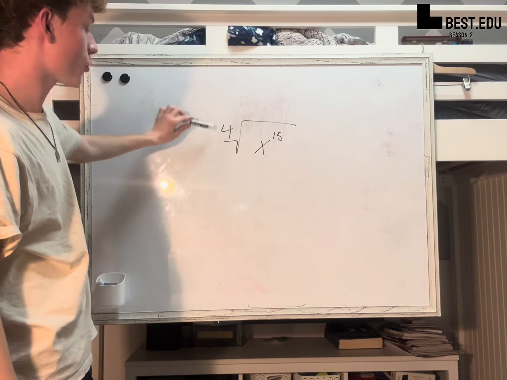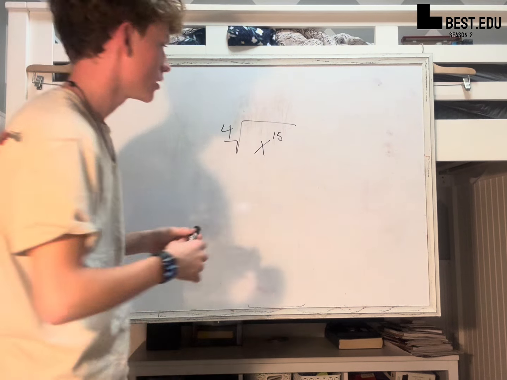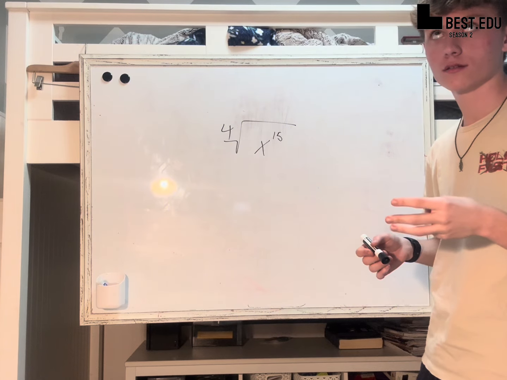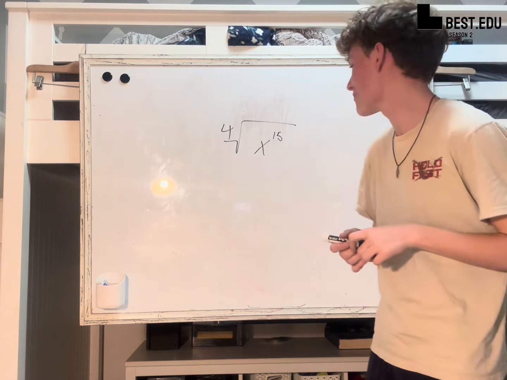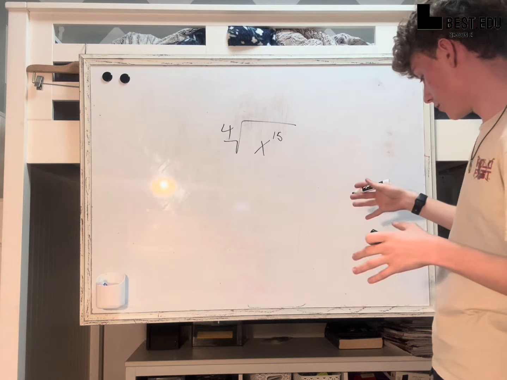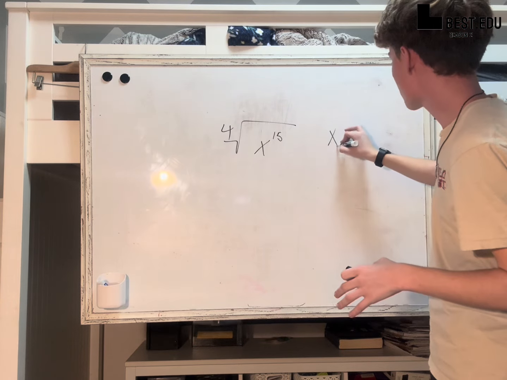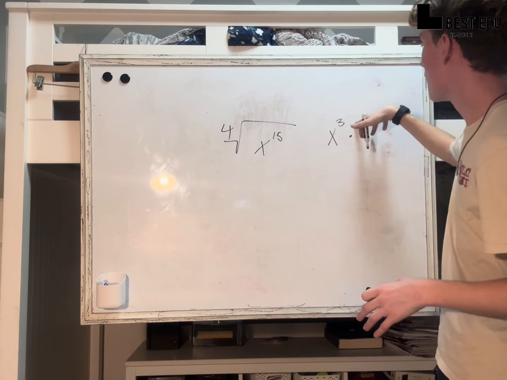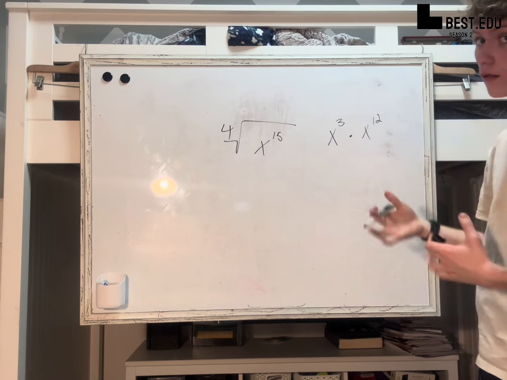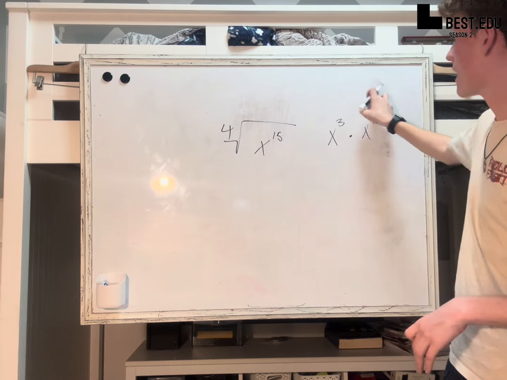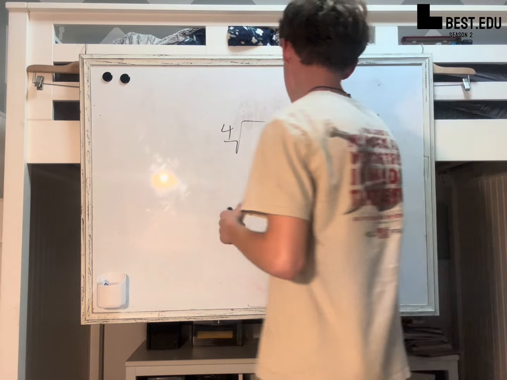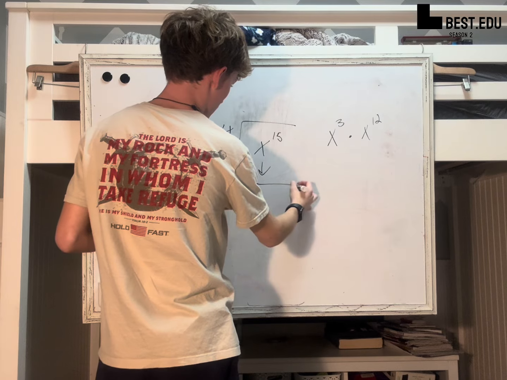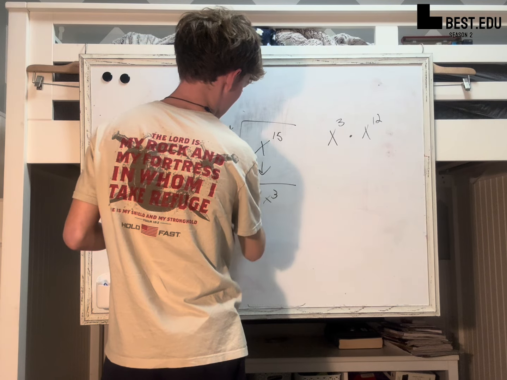All right, so let's ramp it up a little bit. We have the 4th root of x to the 15, okay? So 4 goes into 15 3 times. 4, 8, 12. I don't know why I had to think about that, right? So what we can do is we'll have x to the power of 3 times x to the power of 12. Remember, when they multiply, they add to 15. So this can very simply be simplified to x to the 3 times the 4th root of x to the 3.